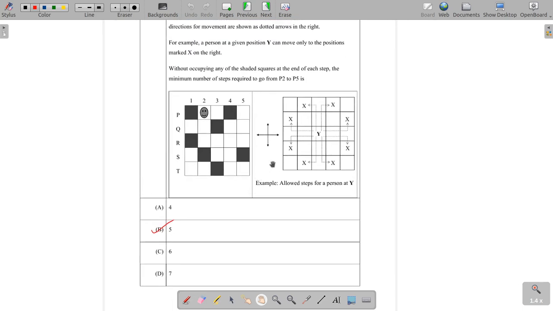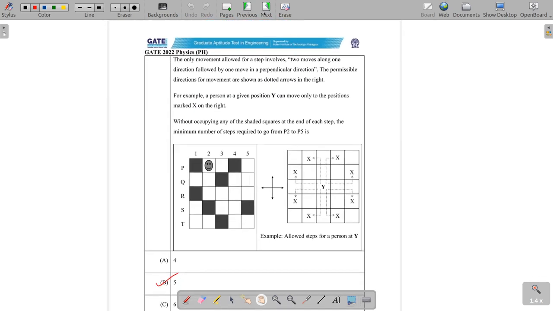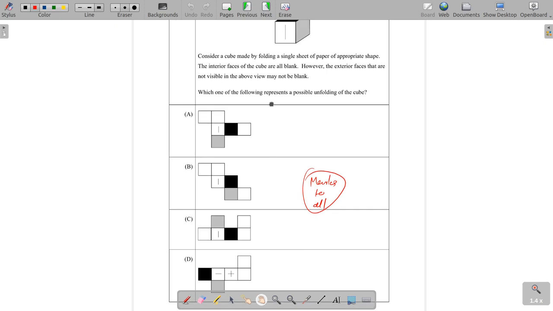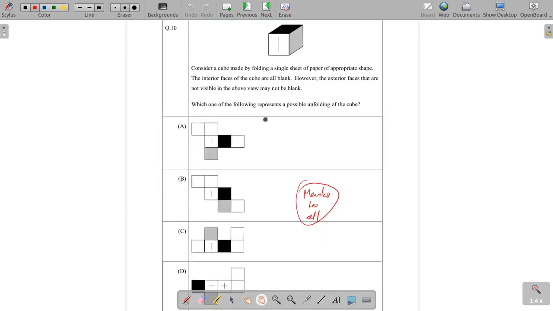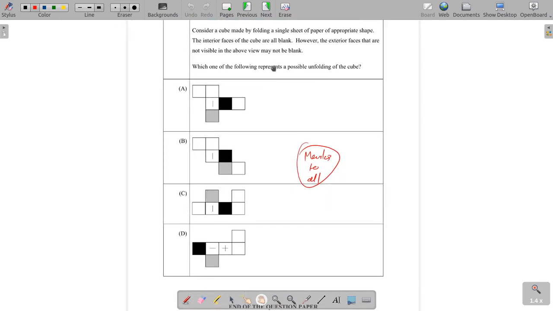This is just a puzzle kind of question. I'm skipping. This one is actually given marks to all in the key.